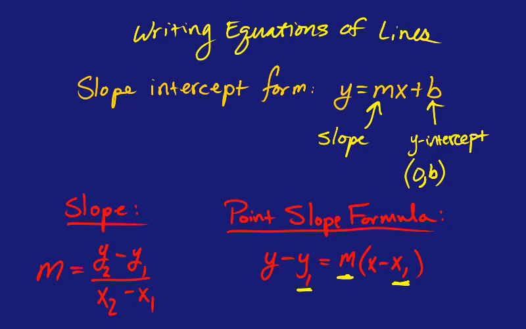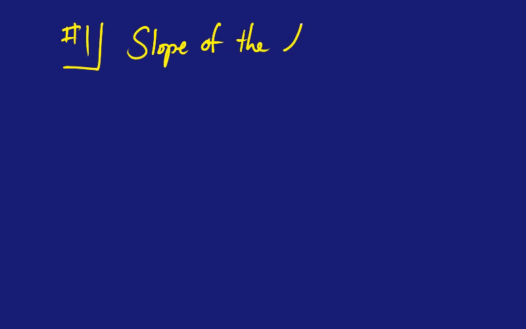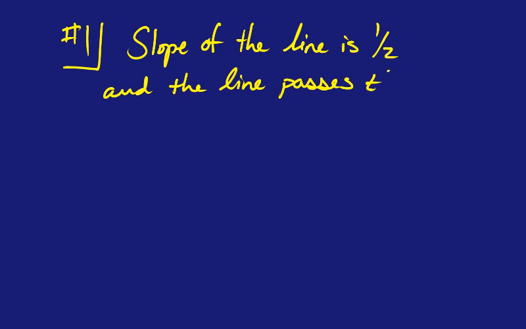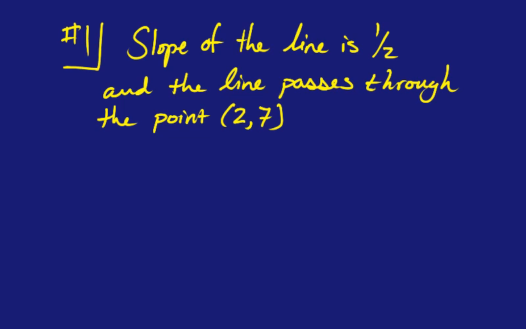So let's put this to work a little bit. Let's see what we can end up with. All right, so here we go. Let's go with the situation where the slope of the line is 1/2 and the line passes through the point 2, 7. Taking a look at what we have and what we've been given is always a good idea to start. We've been told that the slope is 1/2, and that there's this point 2, 7.